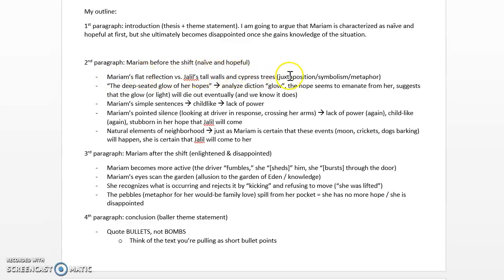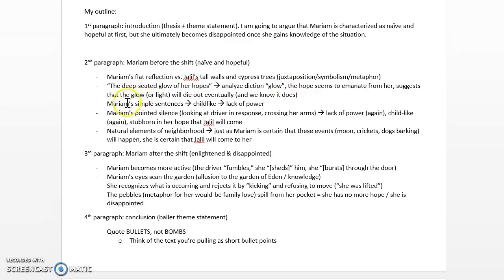In those things, there's juxtaposition, symbolism, metaphor. I'm going to talk about the deep-seated glow of her hopes. Here, I'm going to analyze diction. I'm going to evaluate the use of the word glow because it suggests that the hope emanates from her, which also suggests further that the glow or the light will eventually die out. And we know it does because we read this passage yesterday and it doesn't go very well for her.